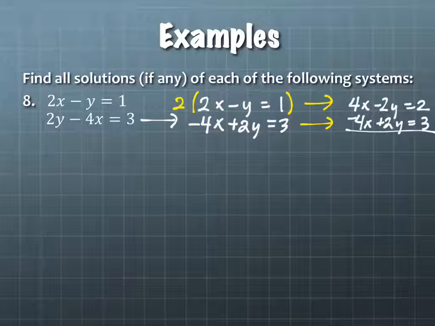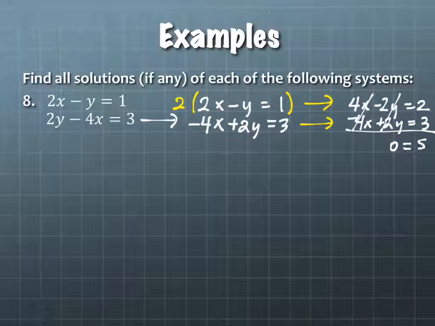What happens to my x's? What happens to my y's? So I'm left with 0 on the left. What do I have on the right? I have 5. Does 0 equal 5? No. This tells you it's no solution.